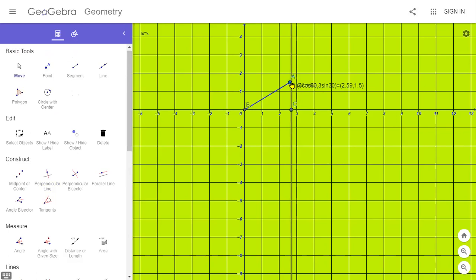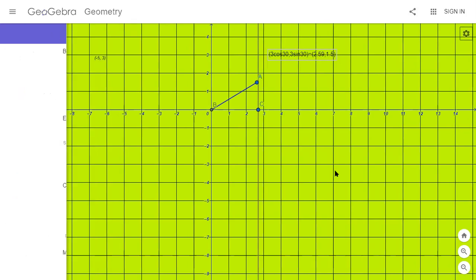Now let me check the exact position of A. The point A is not visible. Let me select it and check the position. It is 2.6 comma 1.5. This software shows 2.6 comma 1.5, and by calculation we have the same thing. The exact location of this point A in the Cartesian coordinate is 2.6 comma 1.5.